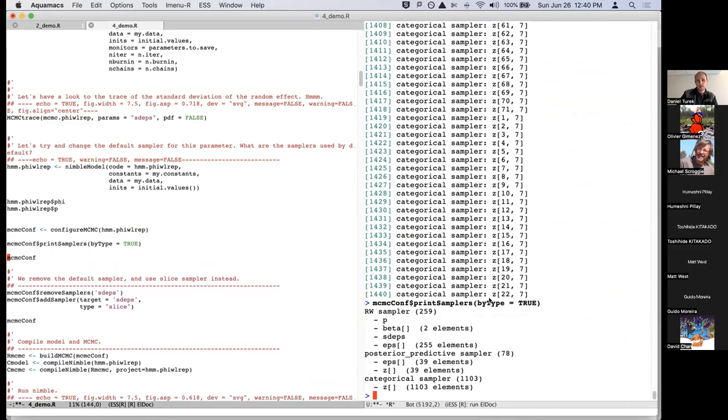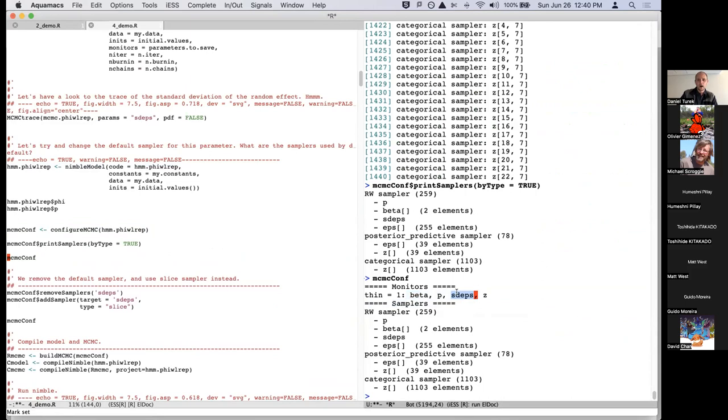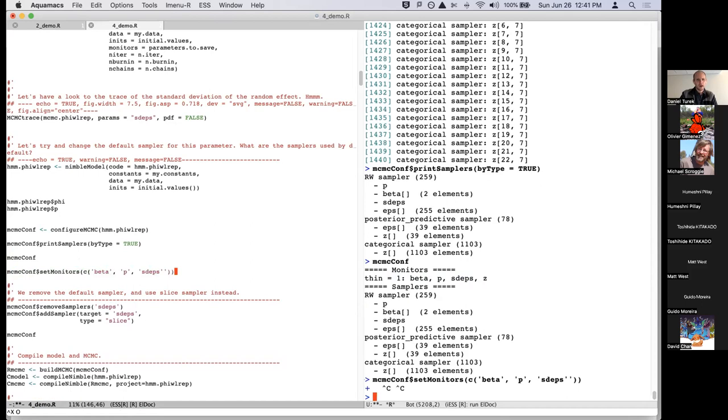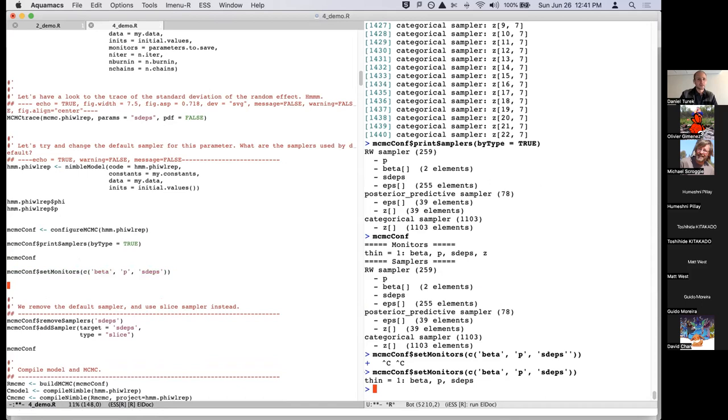For example, in this version of the model, phi is not a stochastic node, which is why I got NAs for that. Anyway, but maybe we don't want monitors on Z, for example. Note the monitors are including Z, and maybe we don't want that. So we might do MCMC conf dollar sign set monitors and define what we want the monitors to be. And maybe we just want, for example, beta and P and SD of epsilon. And now this will, I have parentheses off there. This changes the monitors, removing Z, as we see. And now if we do the default printing, there is that.